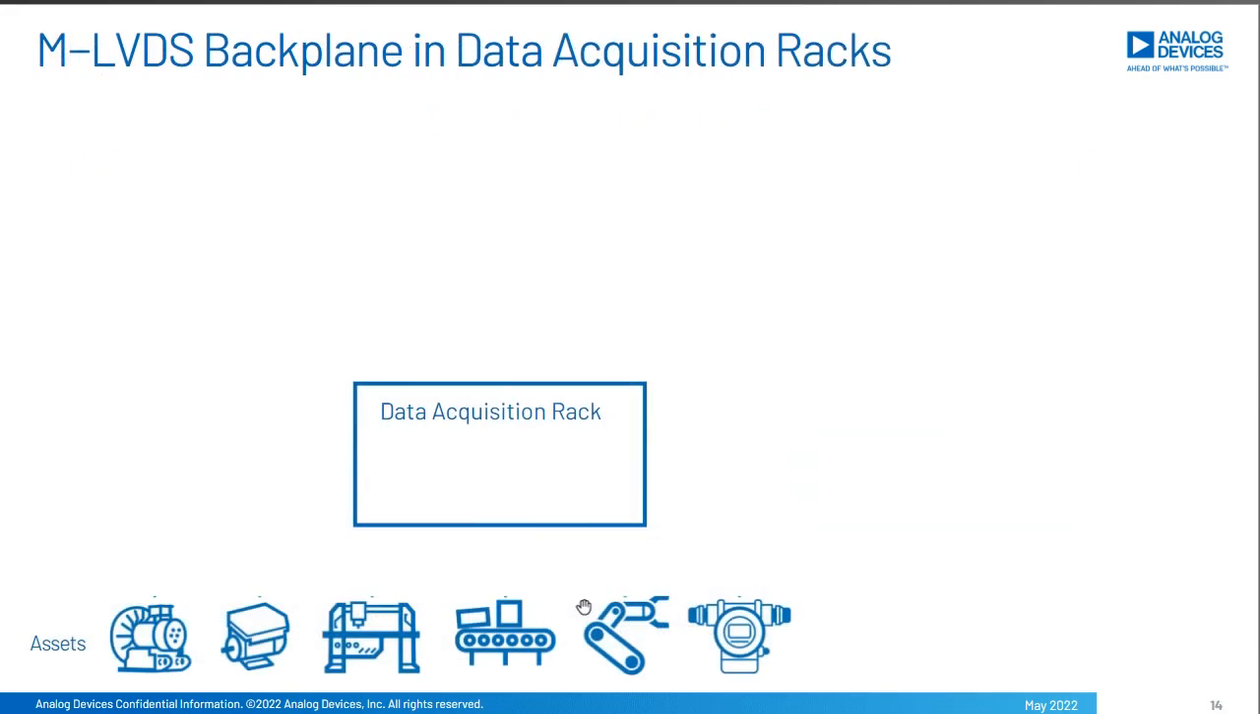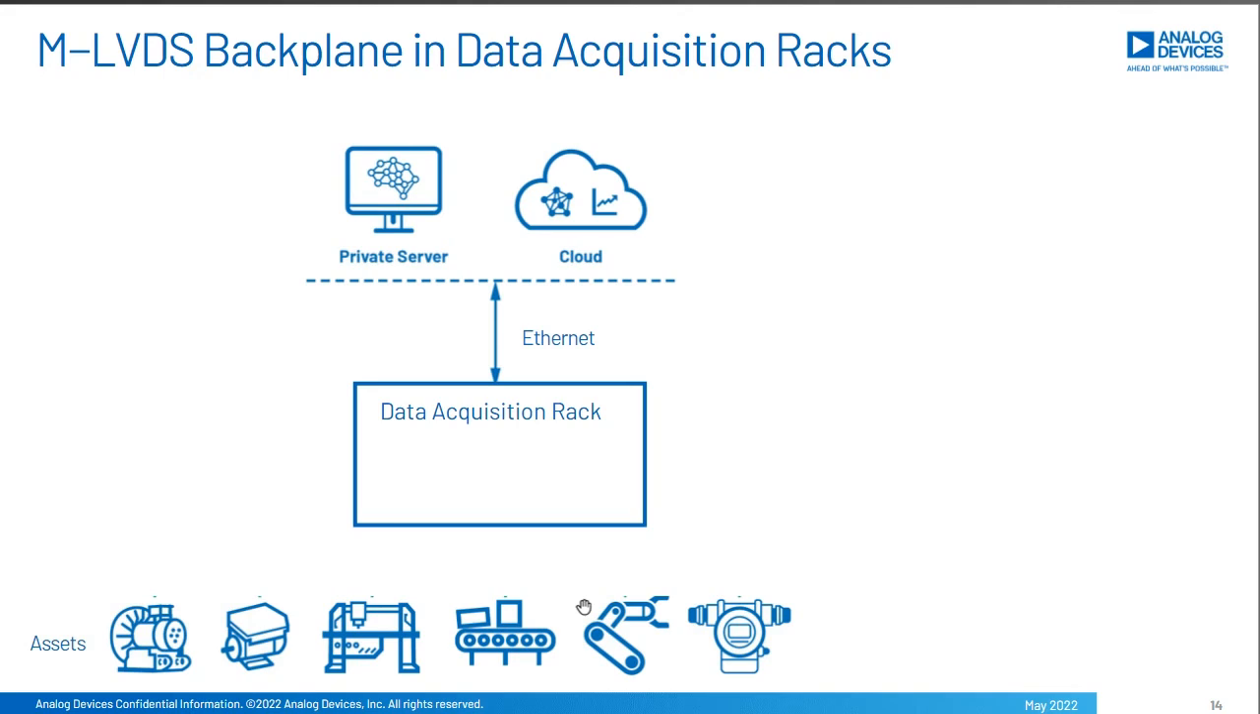So that was an interesting use case where you might be using RS-485 today, but let's look at the end application where MLVDS was originally designed. And this was in, for example, a backplane and something like a data acquisition rack. So you can see here we've got a bunch of assets or end nodes, sensors at the end of the factory, and we've got a data acquisition rack that needs to communicate with them all. This is communicating via Ethernet as expected up to the cloud or a server.